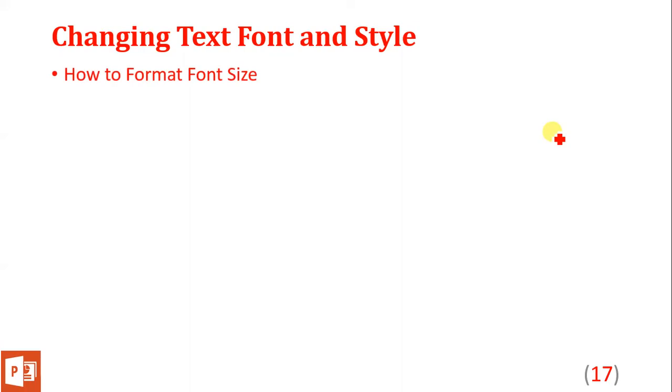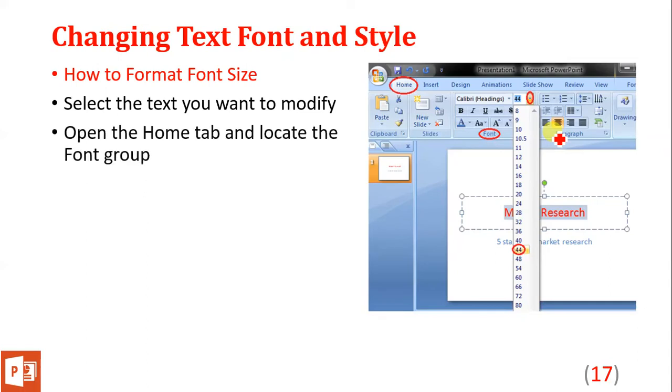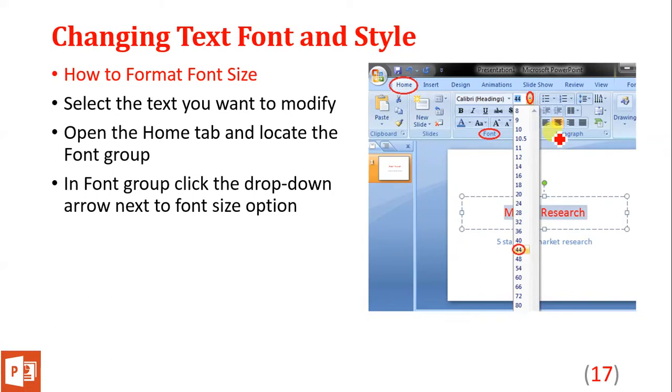So in this, how to format the font size. For changing the font size, you have to select the text you want to modify, then open the Home tab and locate the Font group. In the Font group, click on the drop-down arrow next to the font size option. A list of the various font sizes appears, as you can see here.